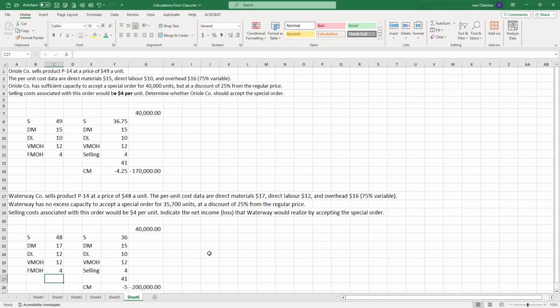So this company has no excess capacity to accept the special order for 35,700 units. They have no excess. Selling costs are associated with the order. Determine the net income loss we would realize by accepting this special order. So what's going to happen now? I have no excess capacity. So that means fixed cost has to be considered. Is it only fixed cost? No, Professor. All costs, including the fixed cost.